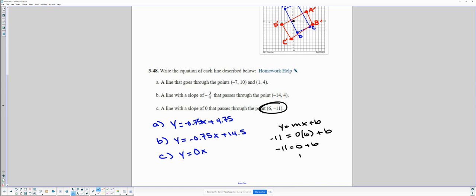And 0 plus b is just b. So b is equal to negative 11. So now we know that our equation is going to be y equals 0x minus 11. And that's very formal, but if you want to simplify a bit, 0x means that there is no x. So you can also write y equals negative 11. And that would be your final answer. Okay, that's number 48.